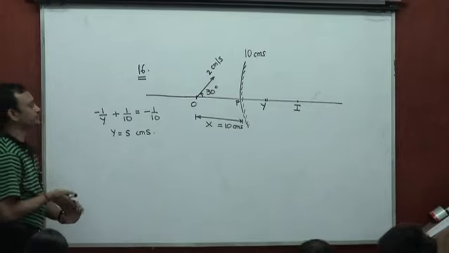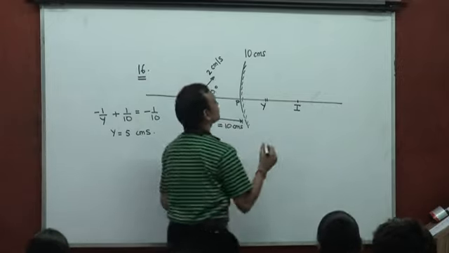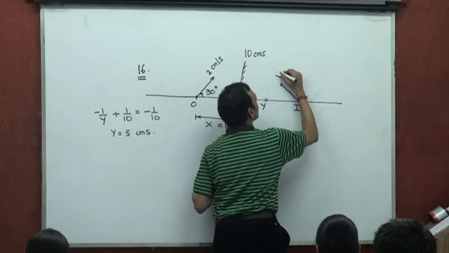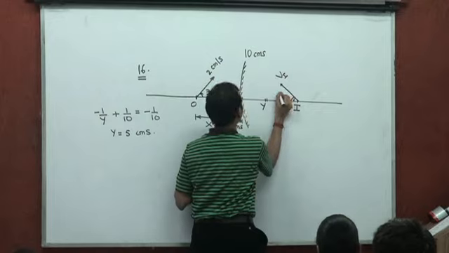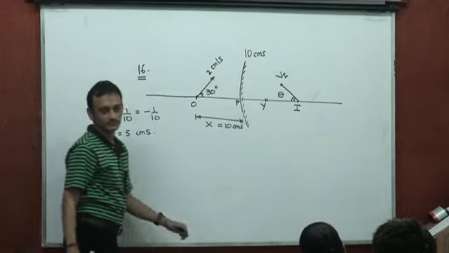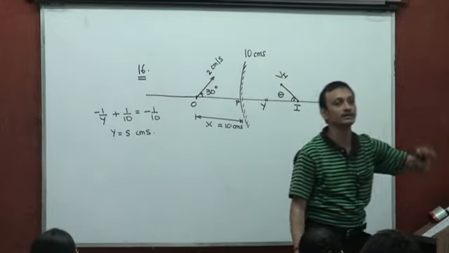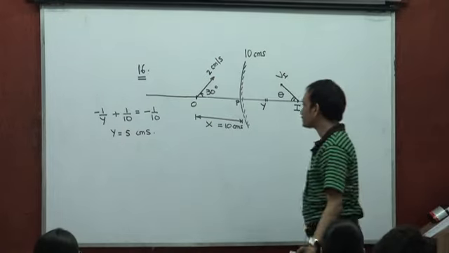Now, in general, let's say this is the velocity of the object, and this is the velocity of the image making an angle theta with the principal axis at such an instant of time.